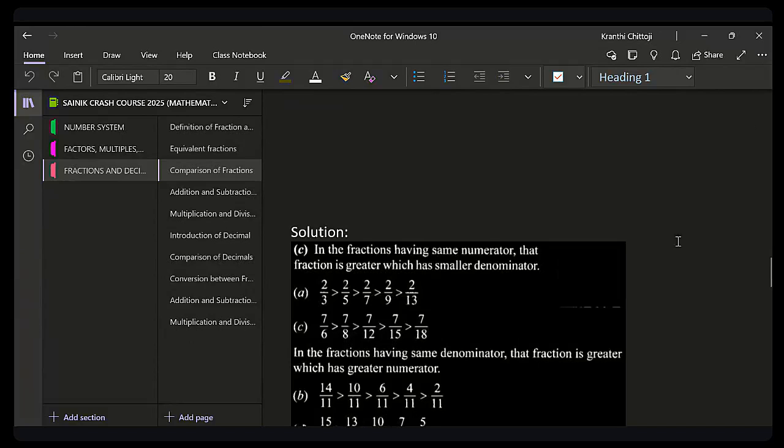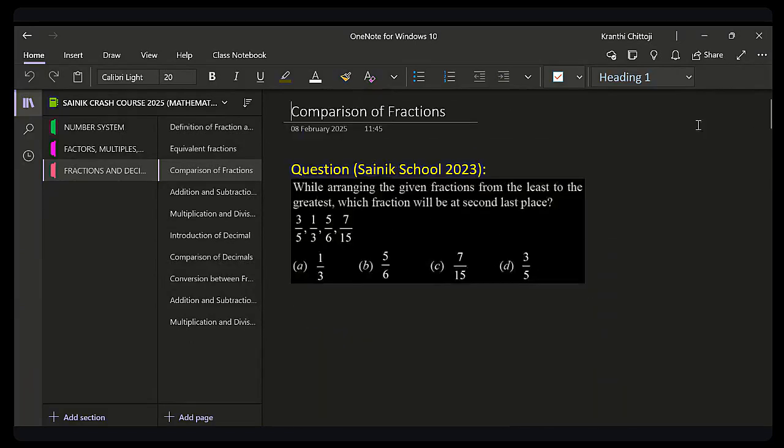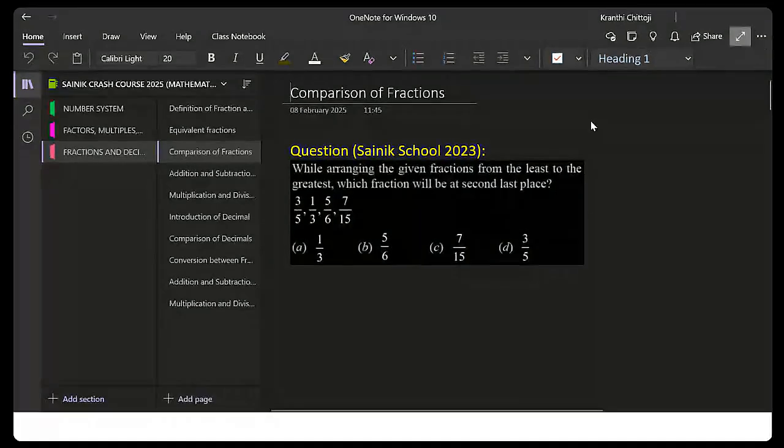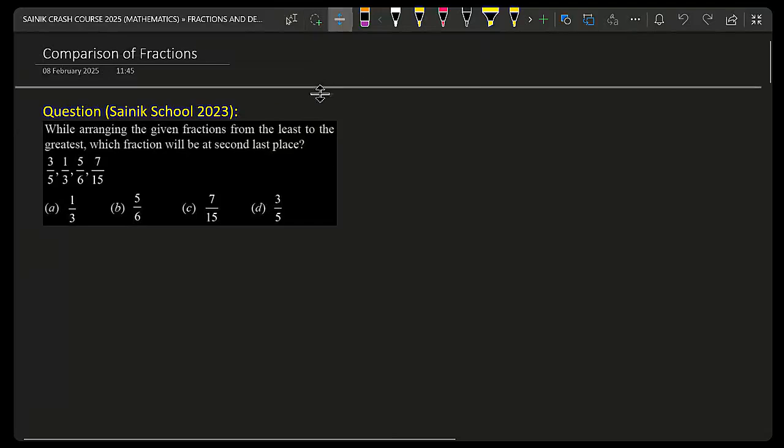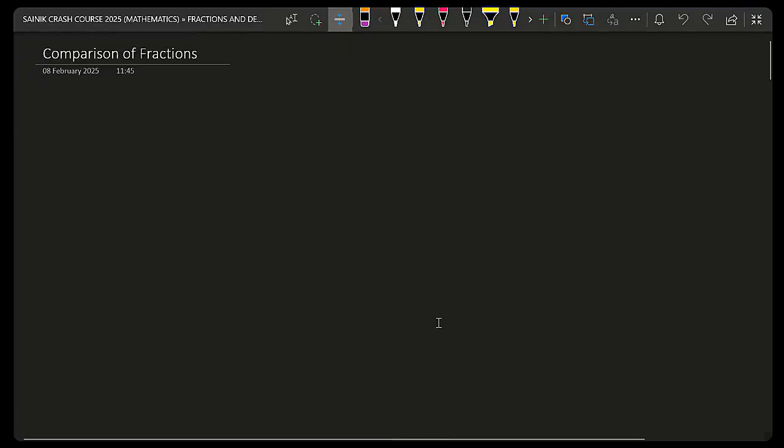And next concept, we are going to start comparison of fractions, and it is very important in Sainik because ascending order, descending order, and comparison of fractions. Every year you get one or two questions. So first we are going to discuss how to compare the fractions.